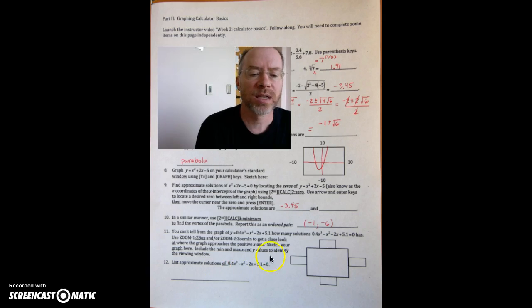Finally, it says list approximate solutions to this equation. Well, you're going to find that approximate solution using second calc 0, but because of your investigation of the graph, this zoom in, you're going to know to look for only one of those. It's interesting what happens when people try to find other zeros where they don't exist. Of course, the calculator kind of frustrates that effort.